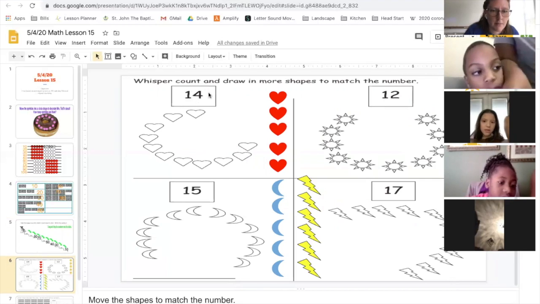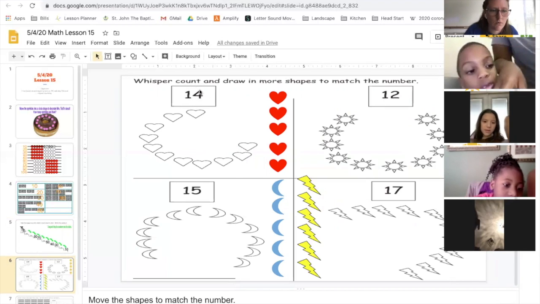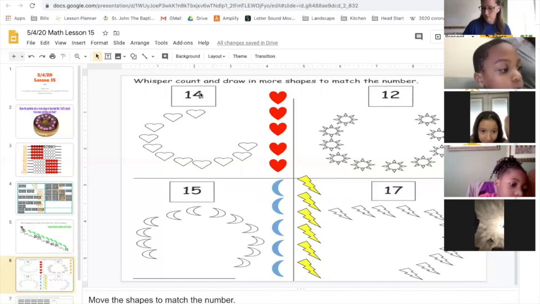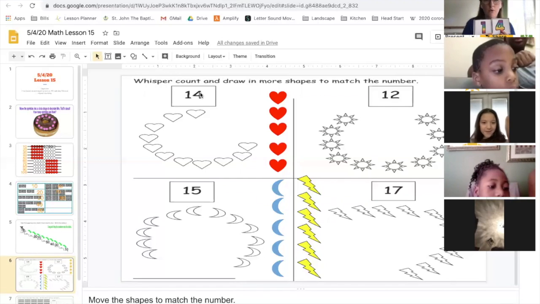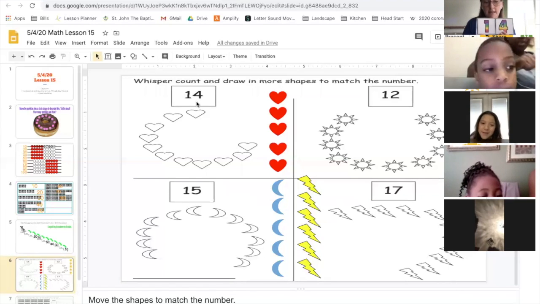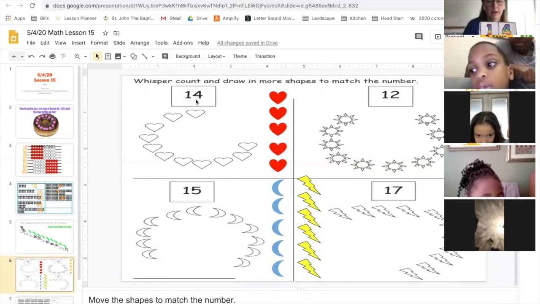Camila, what's this number right here? You've got to count how big. It's 1 and 4. What is it? 14. Okay, so we're going to have 14.